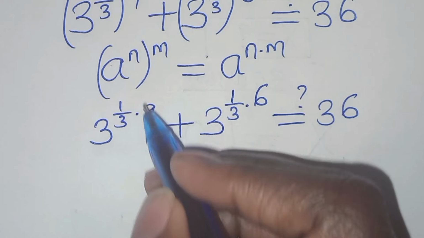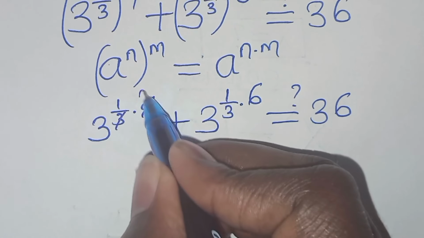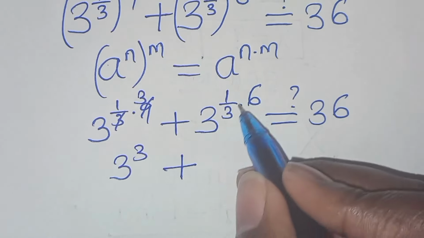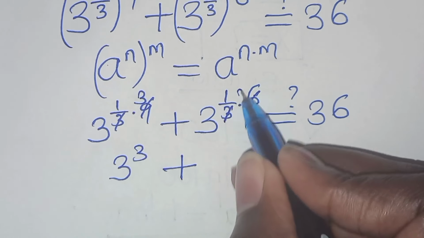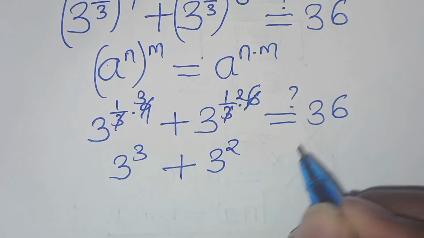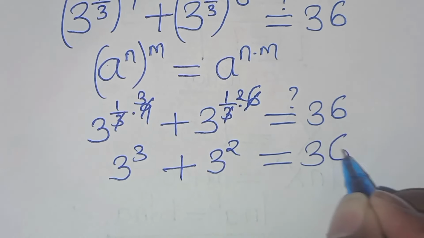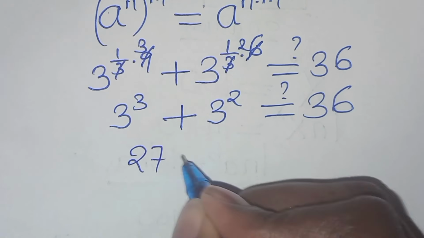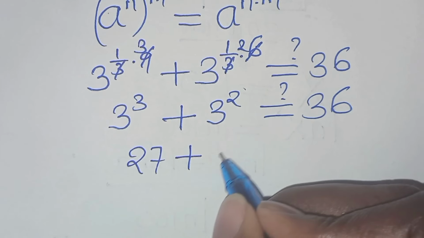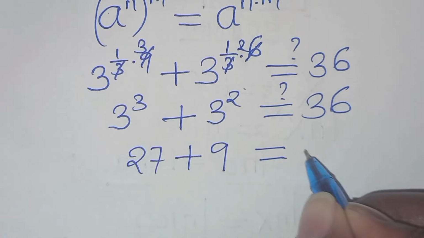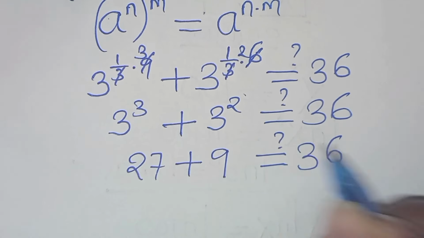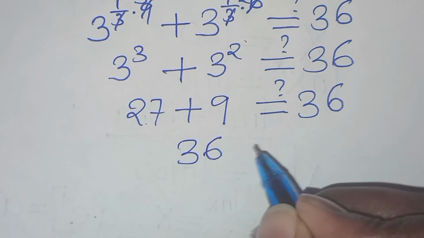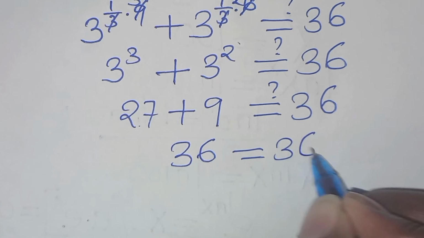So let's simplify here. 9 divided by 3 is equal to 3. So we have 3 to the power of 3 plus, we have 6 divided by 3 here, this is 2. So we have 3 to the power of 2. This should give us a value of 36. So 3 to the power of 3 is 27, plus 3 to the power of 2, this is 9. This is supposed to give us a value of 36. So 27 plus 9 is equal to 36, which is equal to 36.